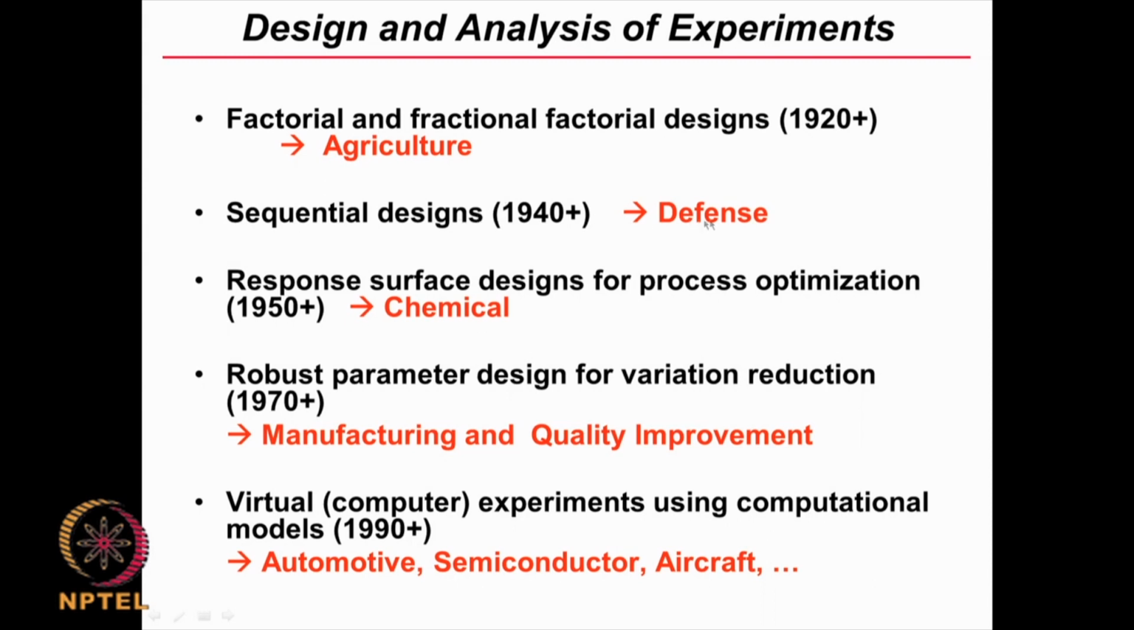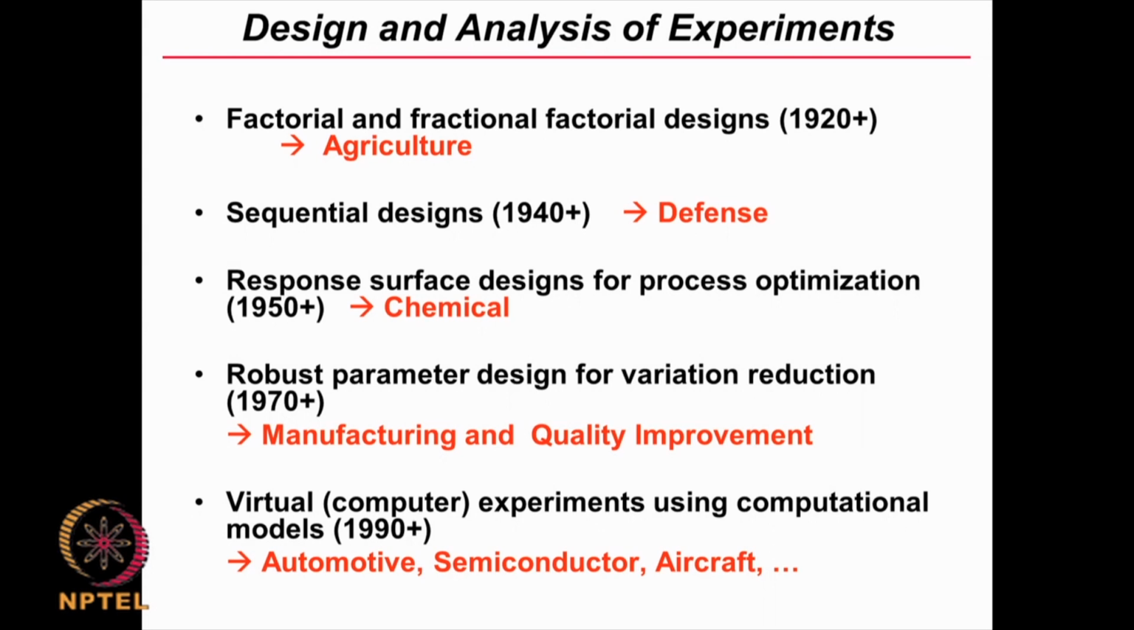Then came sequential designs in the area of defense, and of course, by around the 50s, chemical industries started using these different types of designs. This is called response surface designs, which were used for process optimization, because ultimately in chemical industries they want to maximize the production of the desired product and minimize the usage of chemicals. So, the designs called response surface designs were incorporated in the early 50s. Then came the robust parameter design. As I said, I do not want my product quality or product performance to change too much with respect to my input values.